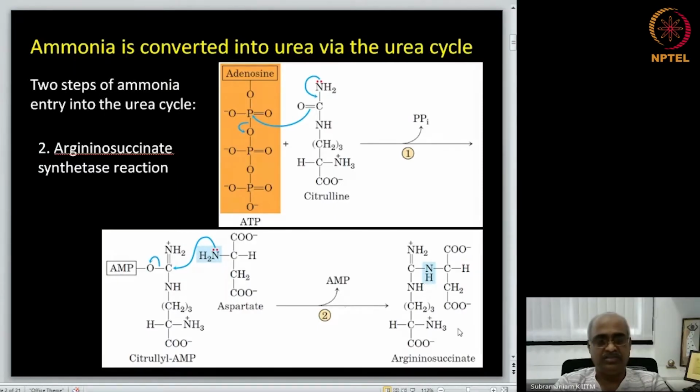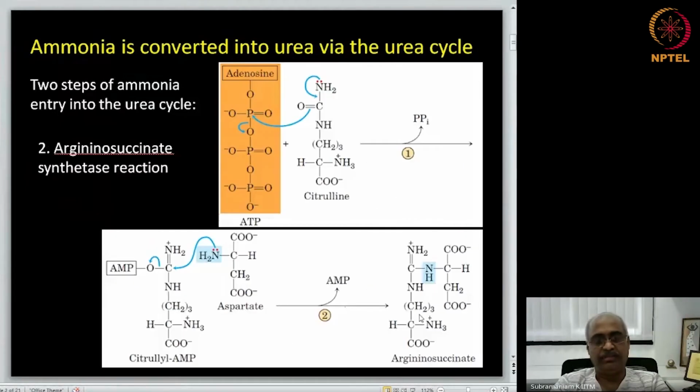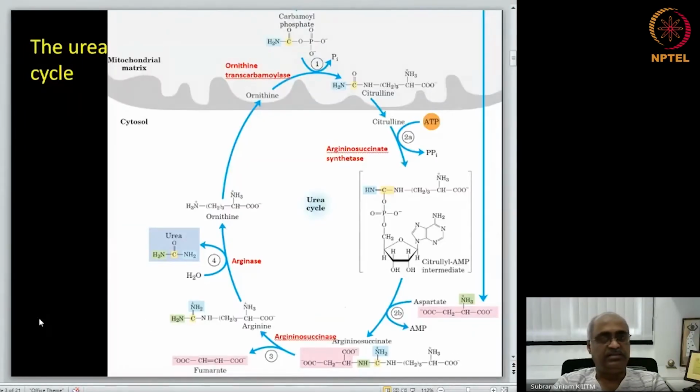So this is argininosuccinate. The nitrogen in aspartic acid is now part of the argininosuccinate. That's why this is colored. This is one entry, and here again the color, the ammonia group itself, is the other entry. Now let us look at the urea cycle itself.